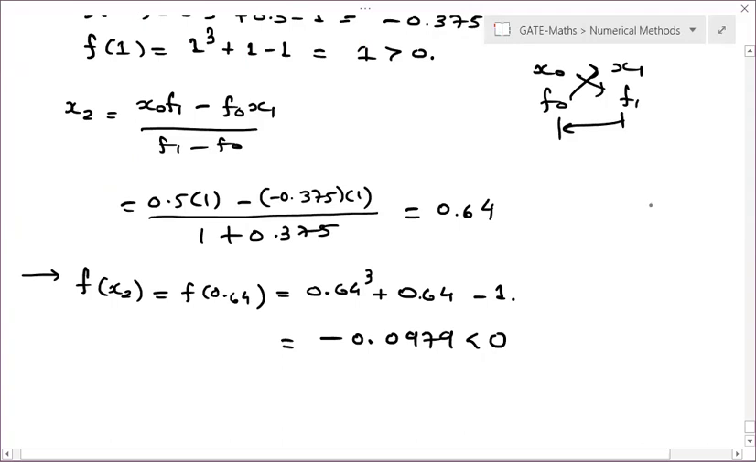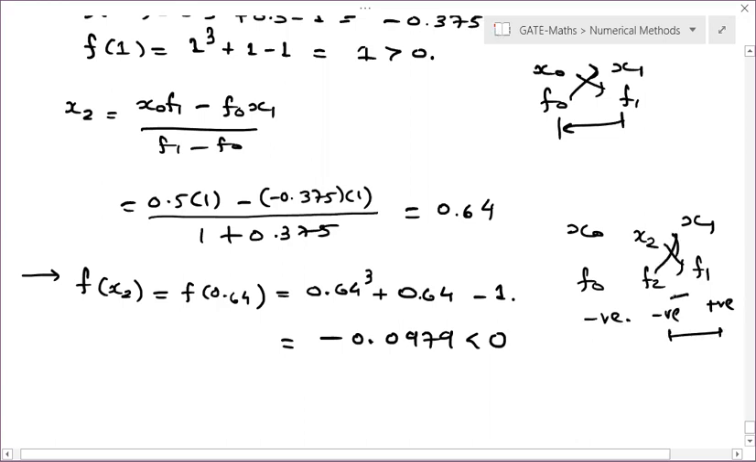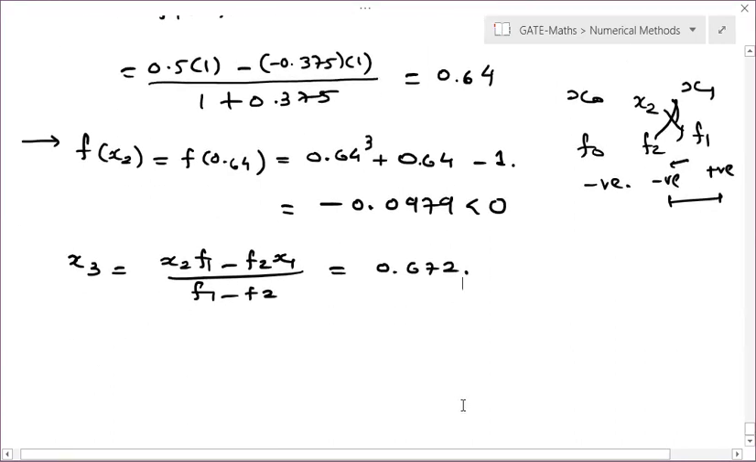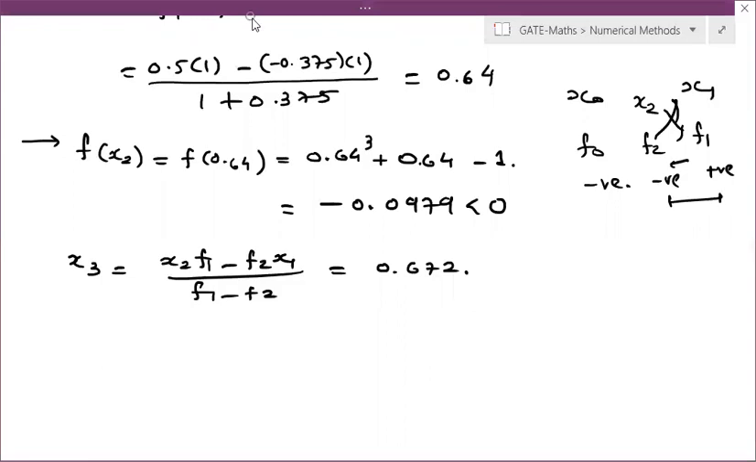If it is less than 0, what will be your next interval? X0, X1, this is your X2, with F0, F2, F1. Your F1 is positive and F2 is negative, so your interval will be this one. Let us apply the formula over here. Now our X3 will be X2 F1 minus F2 X1 divided by F1 minus F2. If you put in all these values and simplify, you will get 0.672. Is it clear now? Please give me some response.